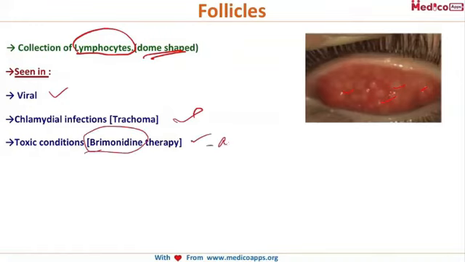We know that brimonidine is an anti-glaucoma drug. We have learnt about it in our glaucoma classes, right? So this anti-glaucoma drug causes follicles as an adverse effect.